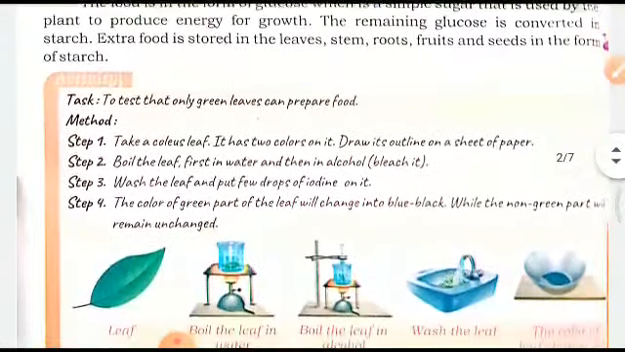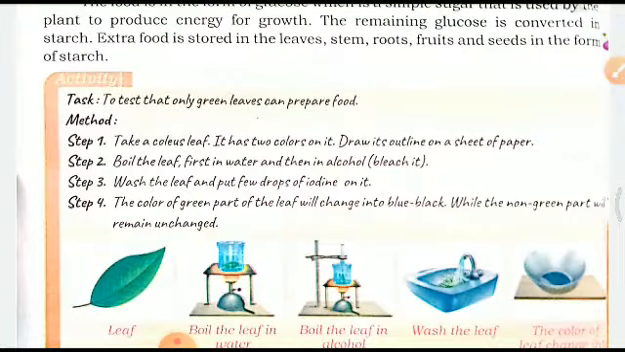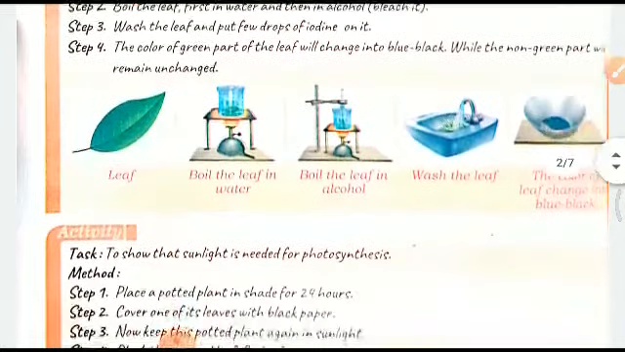Now, this is an activity here, right? To test that only green leaves can prepare food, take a leaf that has two colors on it. Then outline it on a sheet of paper. Boil the leaf first in water and then boil it in alcohol to bleach it. And then see what happens. Wash the leaf and put a few drops of iodine on it. Right? Now when you put the iodine on it, the green part will change to blue black, while the non-green part will remain unchanged.